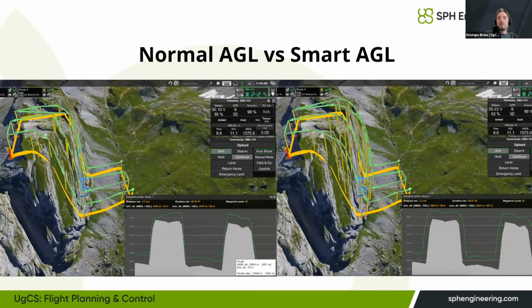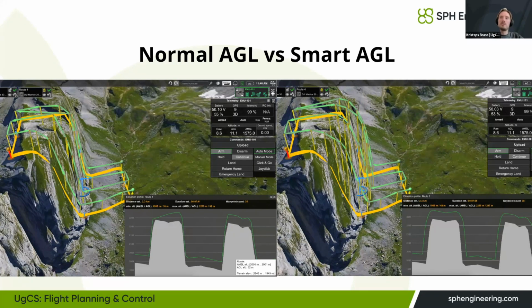Moving further, I added a screenshot where you can compare both algorithms. I found a location where there's quite a steep cliff. On the left side, we have the normal AGL algorithm. Here you can see how close the flight line actually gets to the surface. You can also notice that all the waypoints are set at the same AGL altitude. So as the drone gets closer and closer to the cliff, you can see how close the flight line gets there.